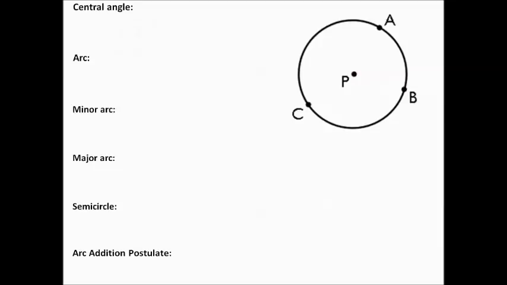Let's start by talking about what a central angle is. Well, that's obviously a kind of angle, but the vertex is what makes it a central angle. The vertex is the center of the circle.